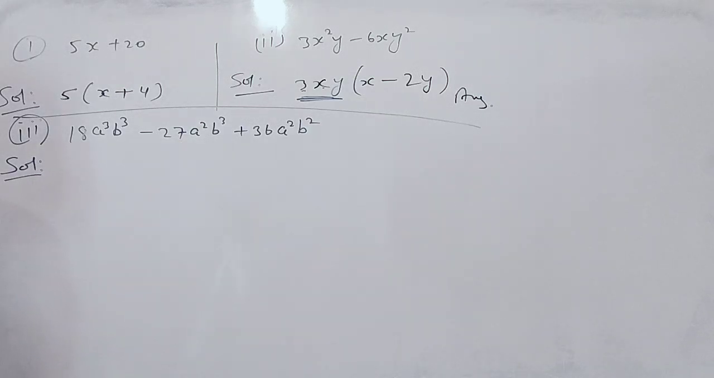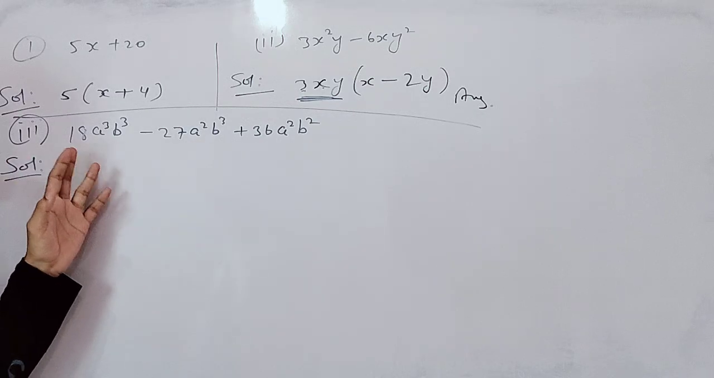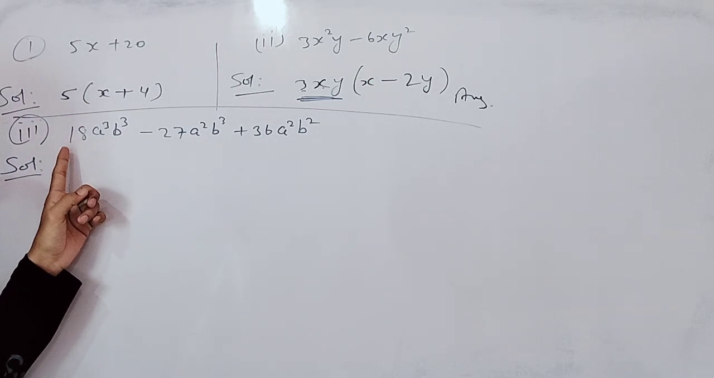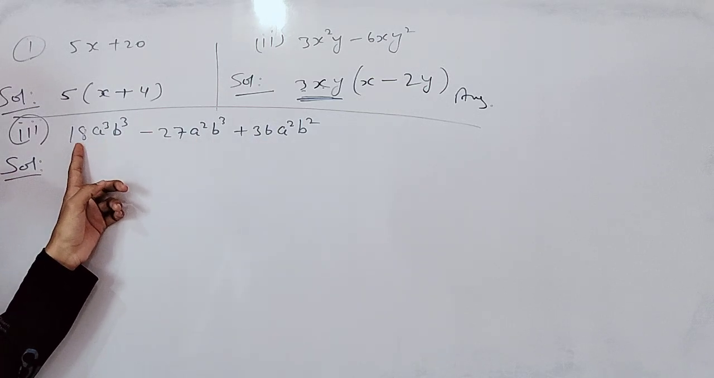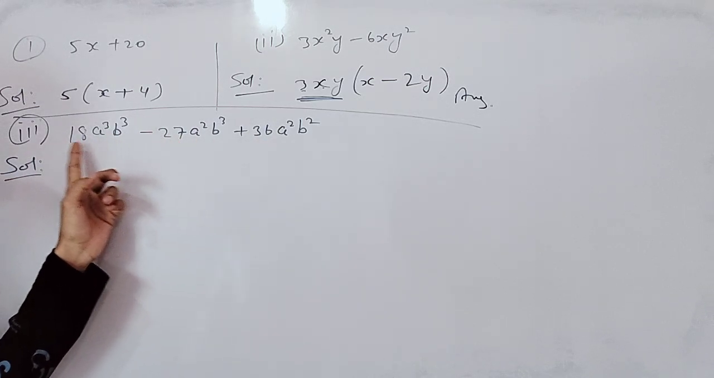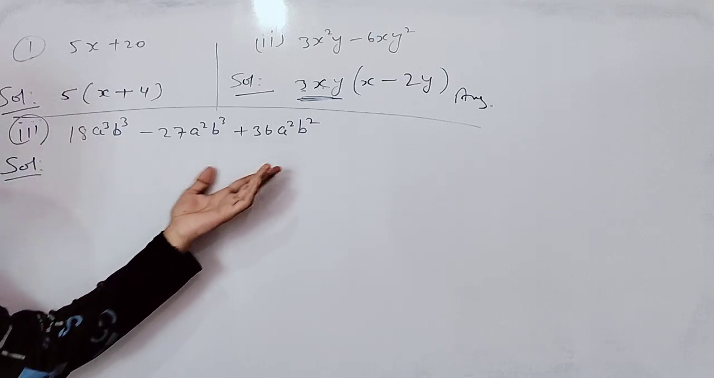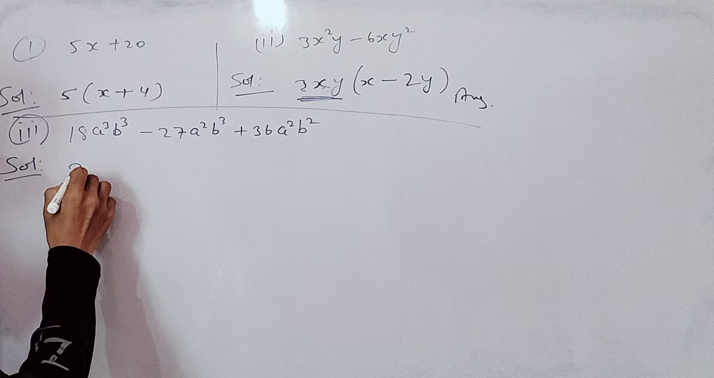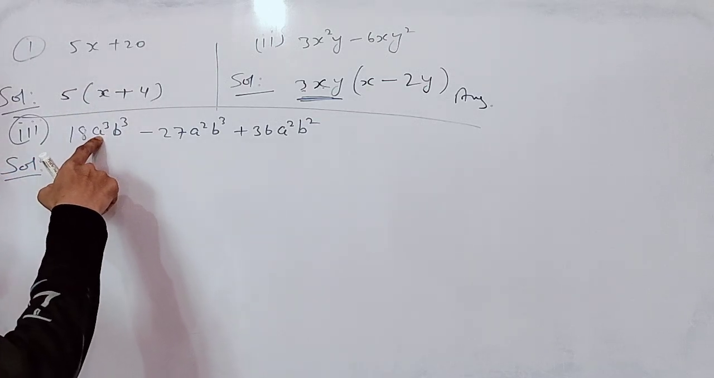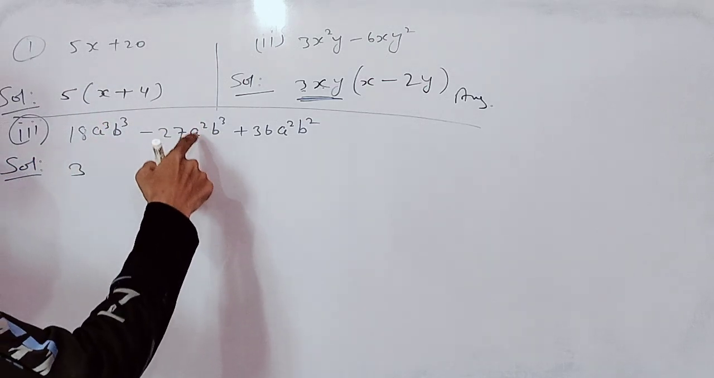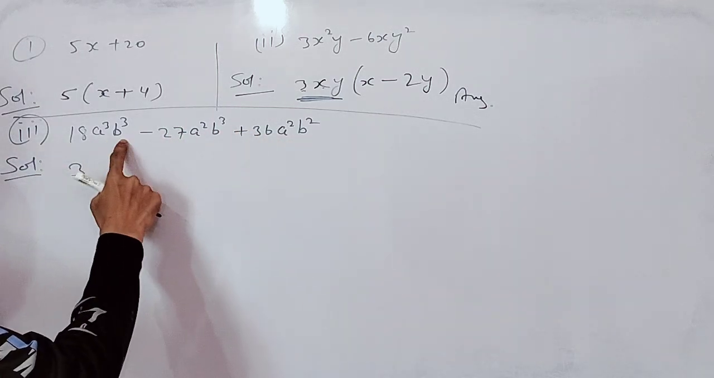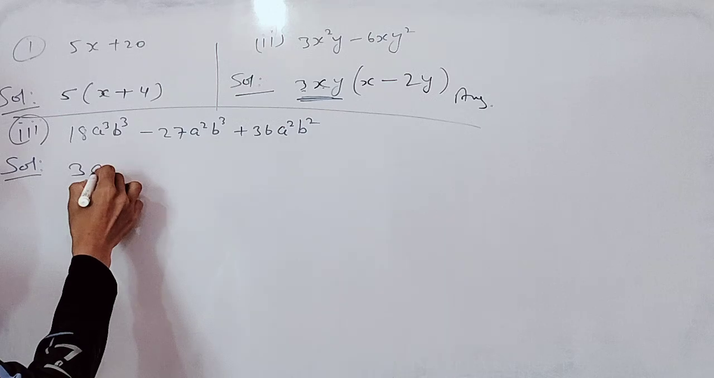This is not coming in the table of 2. That's why 2 will not be common for these 3 terms. Yes, 3 can be common for these 3 terms. 3 nines are 27. It is coming in the table of 3. 27 is coming in the table of 3. 36 is coming in the table of 3. So we can take 3 as common. Now here A cube, here A square, and here A square. So of course we will take what? A square. Not only A, how much? A square.